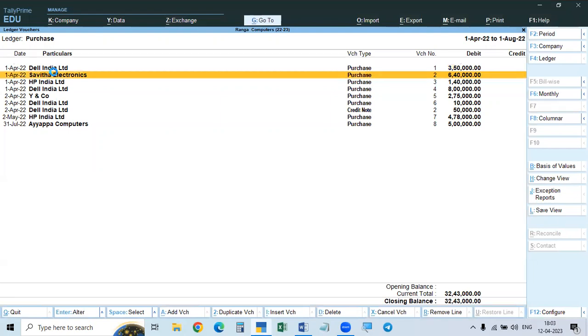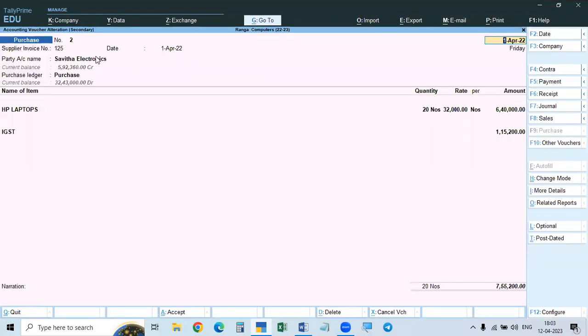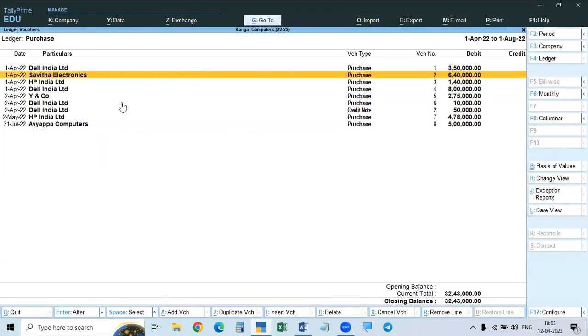See here, purchase, the party account. If the account is credited, it is to be credited. Purchase means the party account is credited because he is a creditor, and the purchase account is debited. So his account is credited.